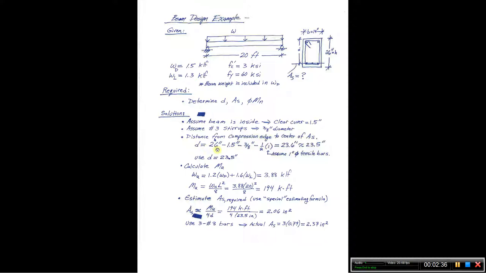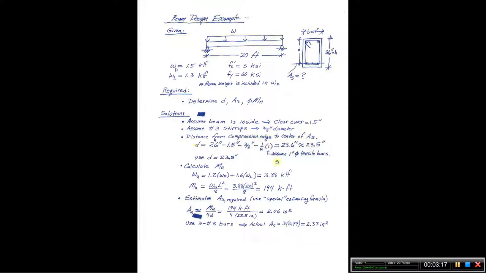So we would take 26 inches, which is our total depth. We would subtract the clear cover. We would also subtract the 3/8 diameter for the stirrup. And we would subtract 1/2 of the diameter of these tensile bars. That gives us basically the distance from the top of the beam, the compression edge, all the way down to the center of these bars down here. And that's why we make this calculation and we get approximately 23.5 inches. So we will use that for our value for d.